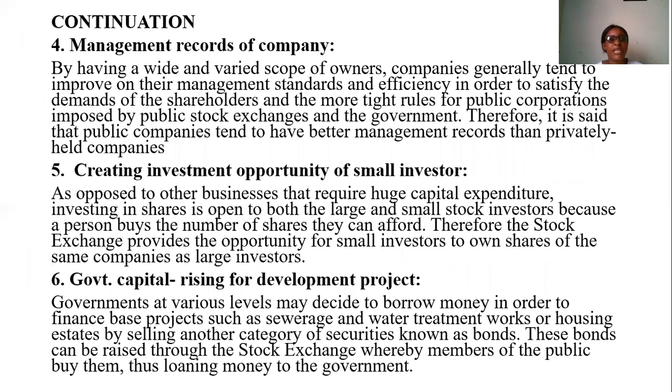Number 4, management records of company. By having a wide and varied scope of owners, companies generally tend to improve their management standards and efficiency in order to satisfy the demand of shareholders and the tighter rules for public corporations imposed by public stock exchanges and the government. Therefore, it is said that public companies tend to have better management records than privately held companies.